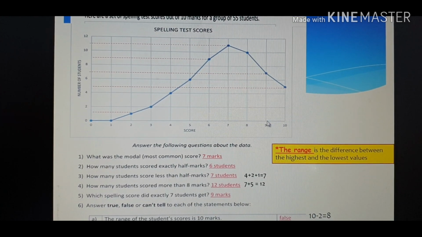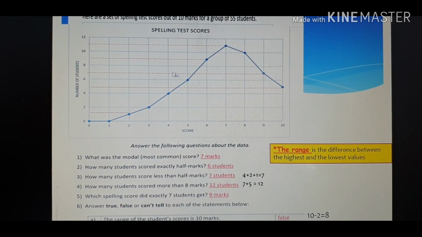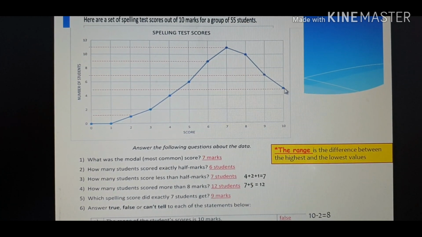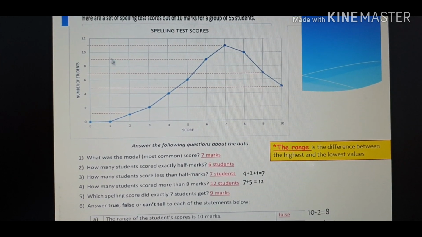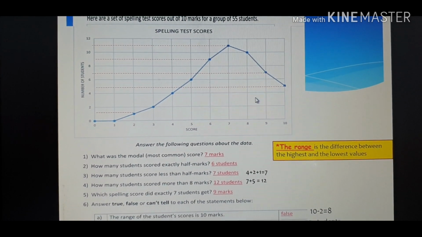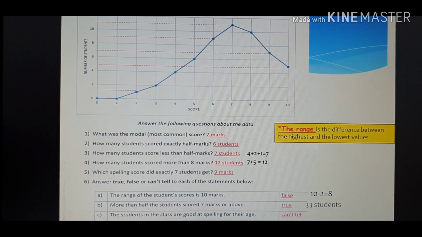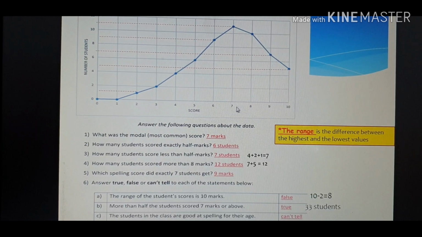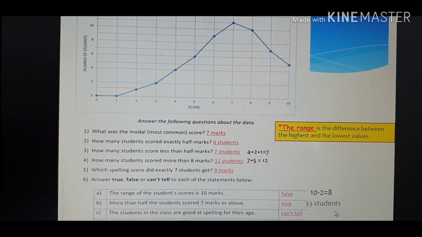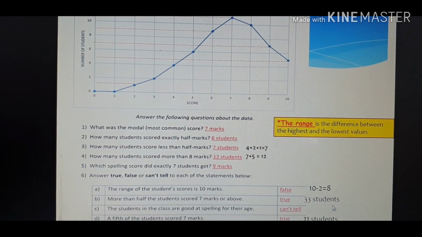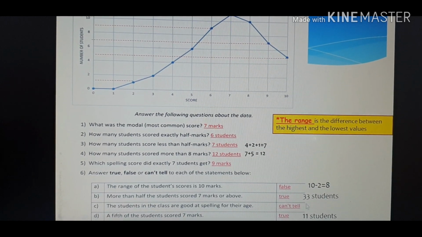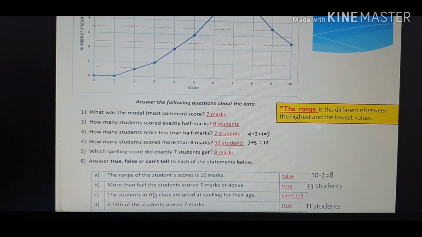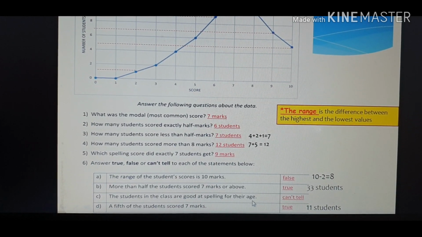Now 9. How many students? 7. And then 10 marks. How many students? 5 students. So I will add all of these to get the number of students who got 7 marks or above. If I add all these numbers of students, I will get 33 students. This is more than half. Yes, 33 students, more than half. So it's true.